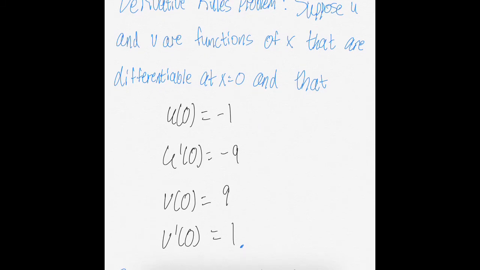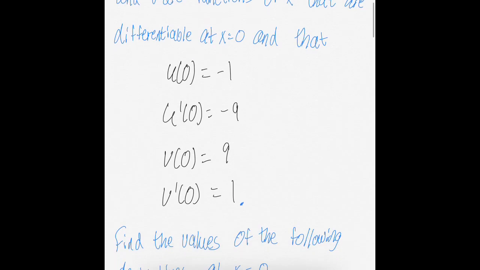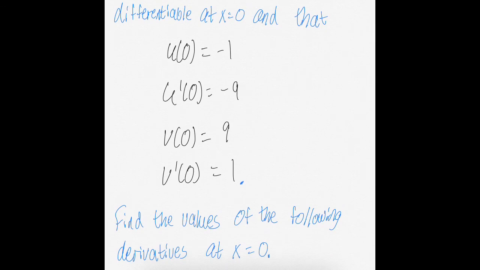But the problem says, suppose u and v are functions of x that are differentiable at x equals 0. And then it gives us 4 key pieces of information, which we'll use throughout the problem. First, we're told that u of 0 equals -1, and u prime of 0 equals -9. We then have that v of 0 equals 9, and v prime of 0 equals +1. So we've got a little bit of symmetry here with u of 0 being -1, v prime of 0 being +1, and kind of similar things with u prime of 0 and v of 0.